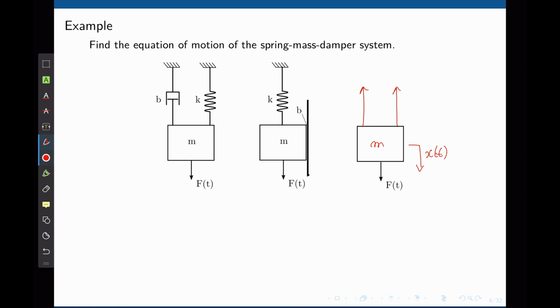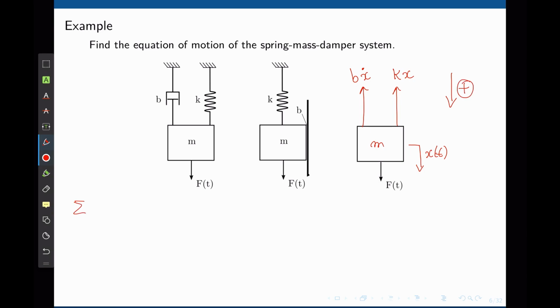If the mass moves by x, then the spring applies a force k times x. If x is the displacement, then x dot is the speed, and the damping will be b, coefficient of viscous friction, times x dot. This is the free body diagram. Now we need to create a convention for the sign of forces. Because the external force is pointing downwards and the mass is accelerating downwards, let's assume that everything in that direction is positive.